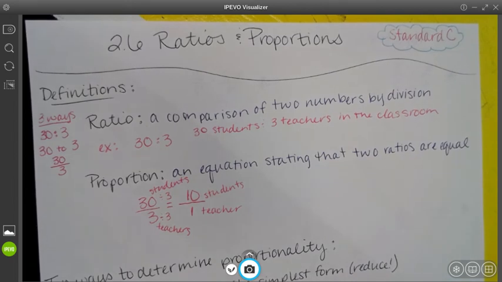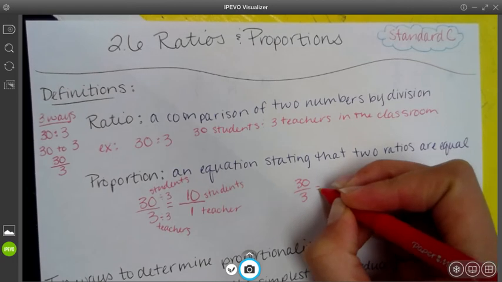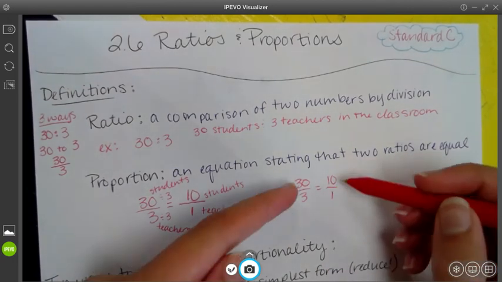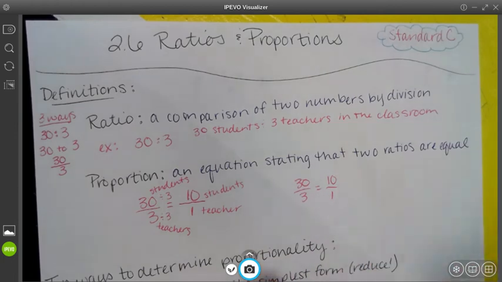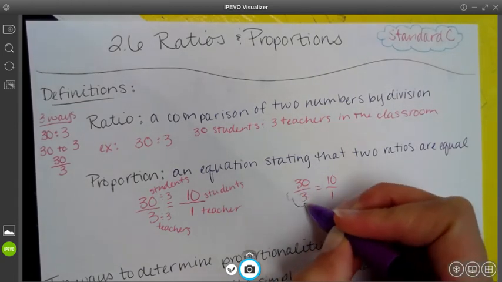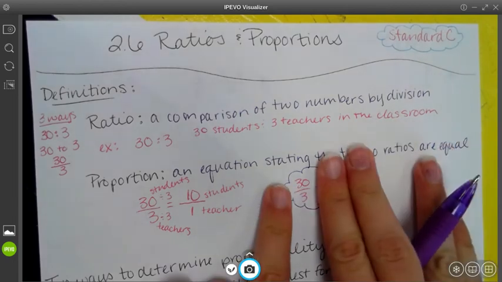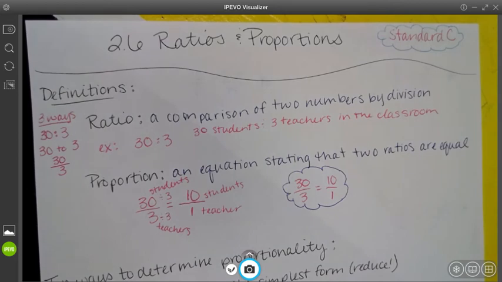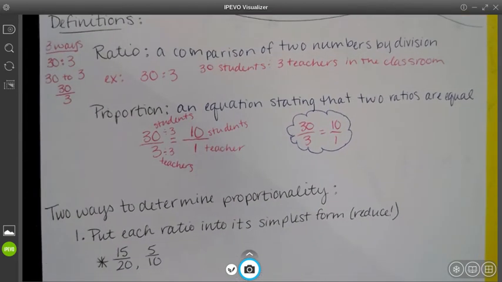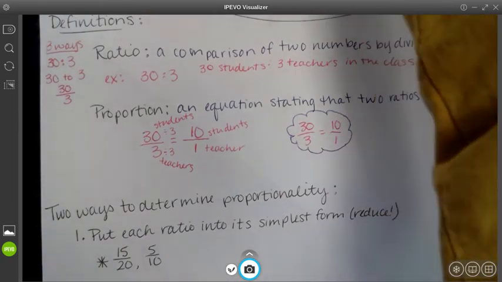All right, so this right here, 30 over 3 equals 10 over 1. Two ratios are equal. This whole thing right here is a proportion. Not just one of the ratios, not just the other ratio, the whole thing is a proportion. All right, so you might be given two ratios that don't actually create a proportion.